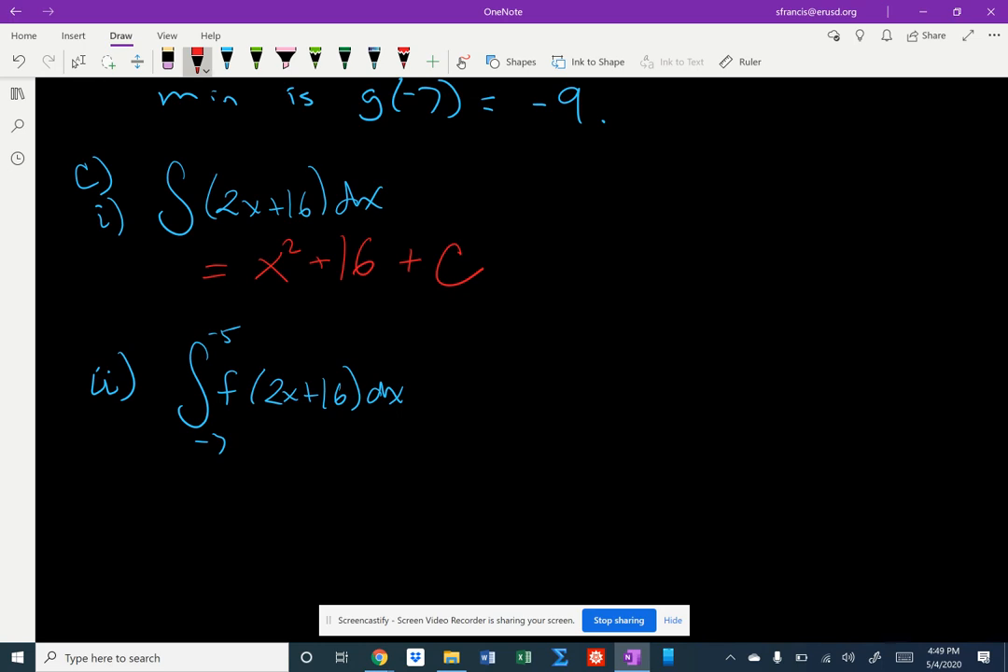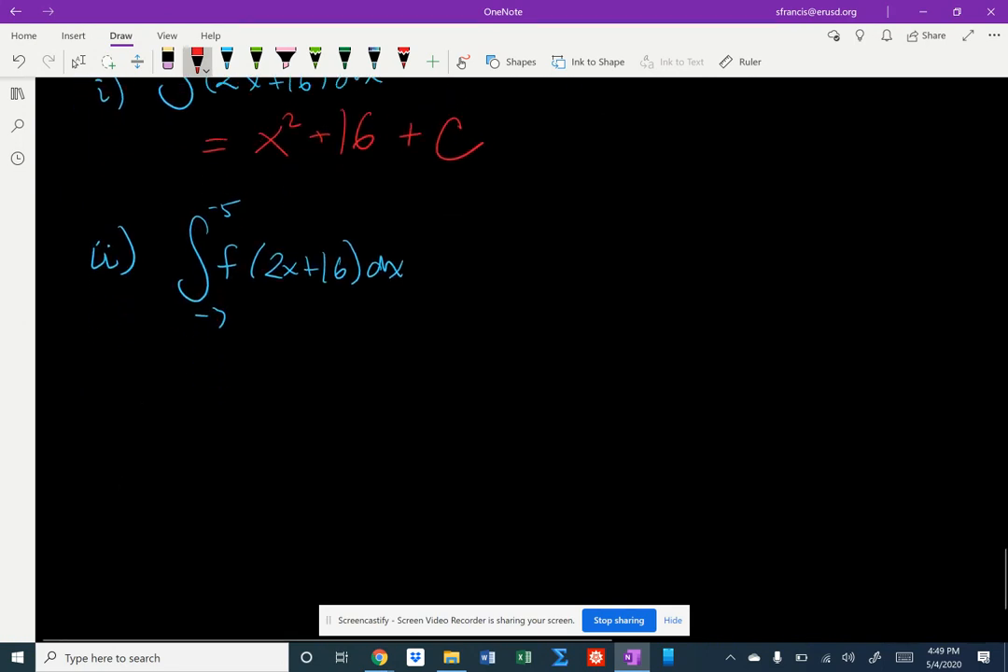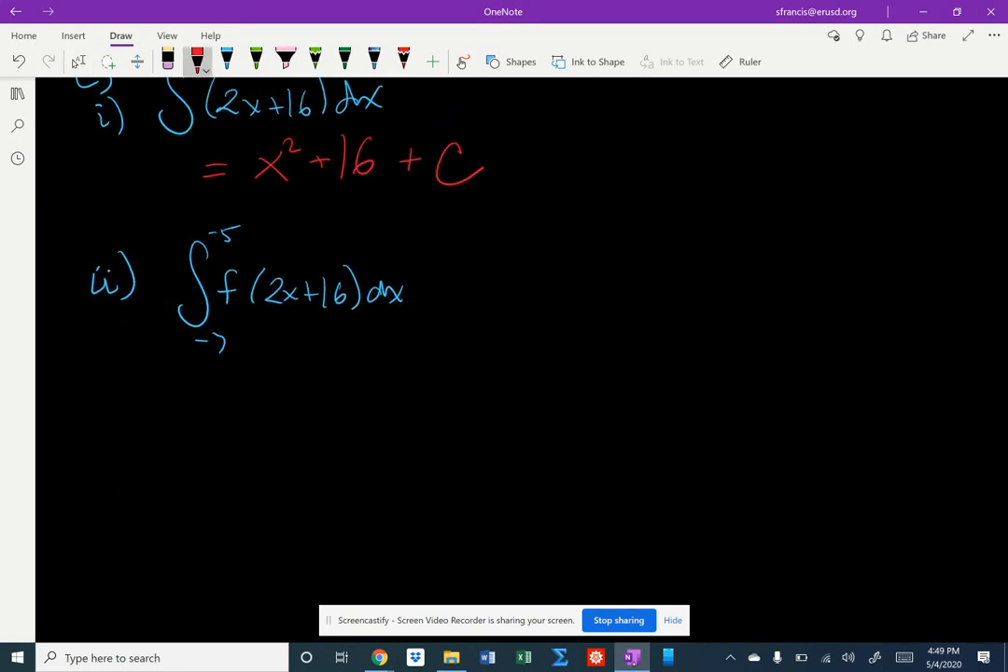All right, so how do I do the second part? Well, this is the definite integral from -7 to -5 of f of 2x plus 16, not just 2x plus 16. So a lot of you ignored the f, used this x squared plus 16, plugged in the -5 and the -7, and subtracted. Doesn't work, okay? One, it's way too simple of a problem for this. But anyways, even if they did put that down there, give the correct answer. But they didn't, okay? This is them testing to see if you can do a substitution.